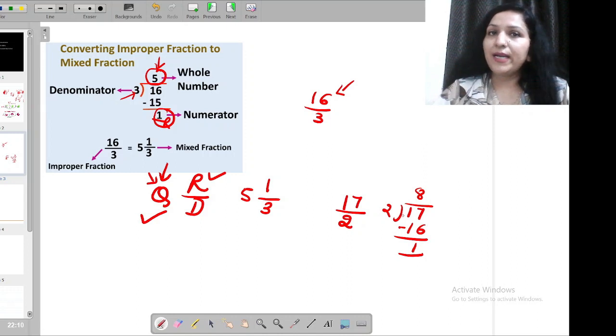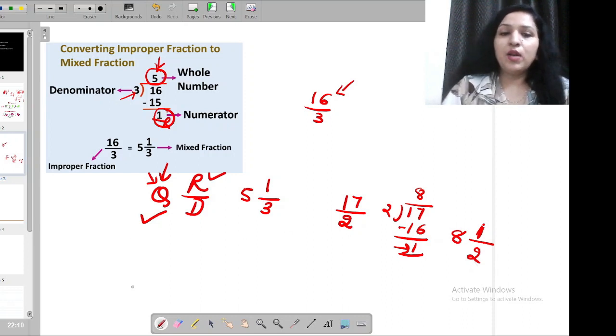After dividing 17 by 2, my answer is 8. 8 will come to the side. What is left out? The remainder. It is 1. The remainder goes up. And which number was I dividing with? I was dividing with 2. So 2 will go down. So 17 upon 2 can be written as 8 whole 1 upon 2. Right? I'm giving you one more.